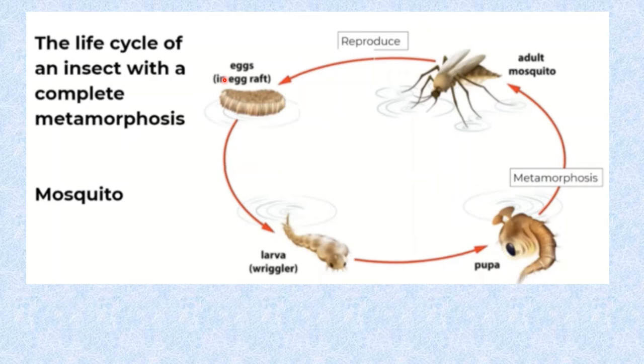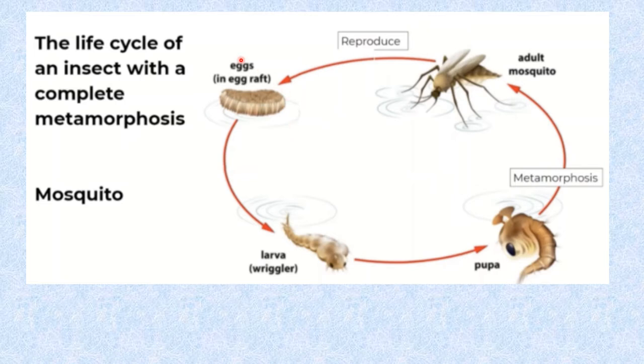Now, eggs are always laid for an insect near a food source. Why do you think the adult would lay their eggs near a food source, like under a leaf, quite often underneath as well? It's because when the eggs hatch, they need that food straight away and they can't travel too far. So the parent will lay the eggs as close to the food source as they can, and quite often underneath the leaf, because that gives it a little bit of protection as well.